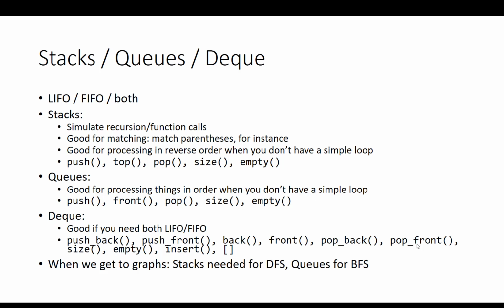Queues are obviously great for processing things in order when you don't have a nice loop and you need to bring stuff in and handle it later. Stacks are great when you are trying to simulate something like a function call, or they're also very good if you're trying to do matching. So you push stuff onto the stack. Say you're trying to match up parentheses. You can push one set of parentheses on and then you pop it off when you find closing parentheses and so on, and you can make sure that you have the right size stack in that case. Stacks are also a great way of doing reverse order when you don't have a simple loop.